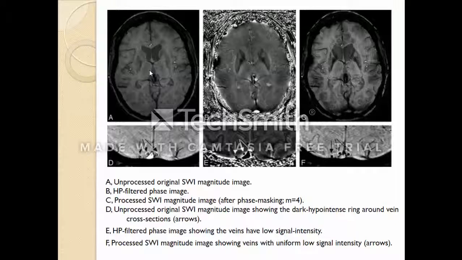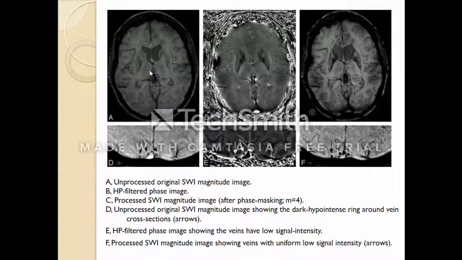In this picture, A shows the unprocessed original SWI magnitude image, and B is the high-pass filtered phase image. C is the processed SWI magnitude image after the phase masking process when n equals 4. In D, E, and F, you can see the dark hypointense ring around the vein cross sections. The contrast gets better as we go from D to F. Both magnitude and phase information are essential for proper tissue characterization and the creation of an SWI image.